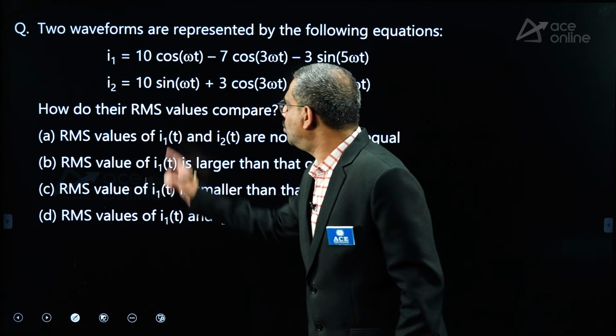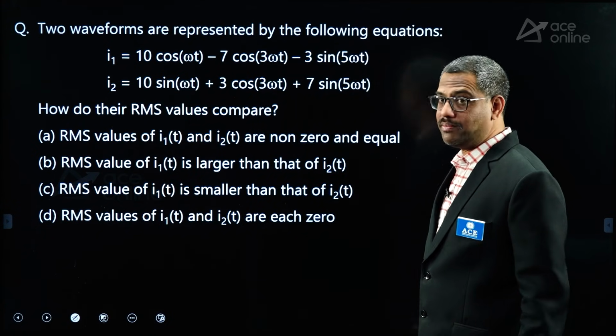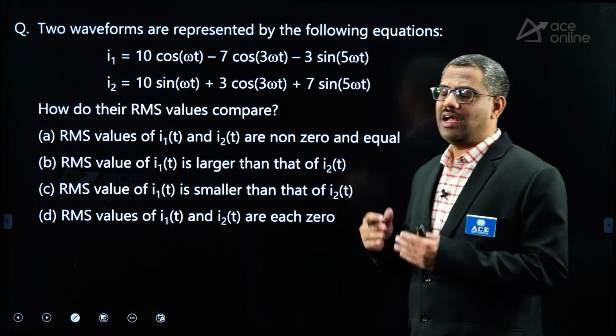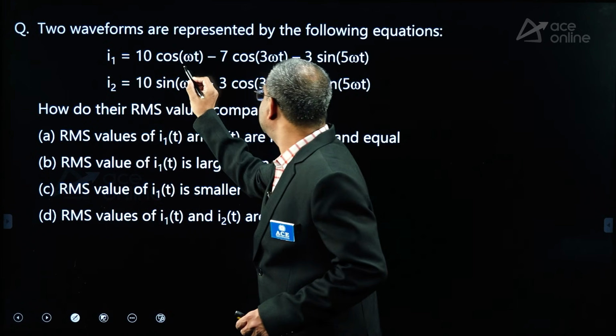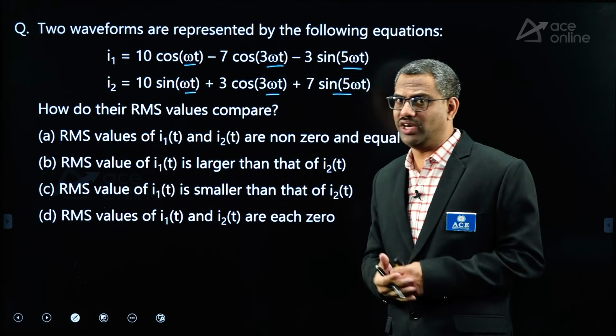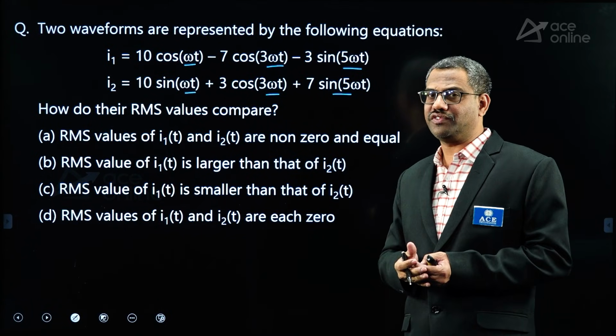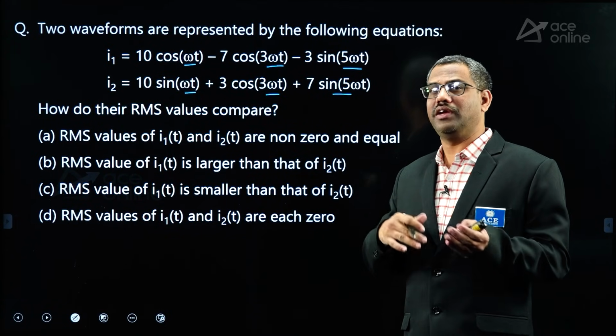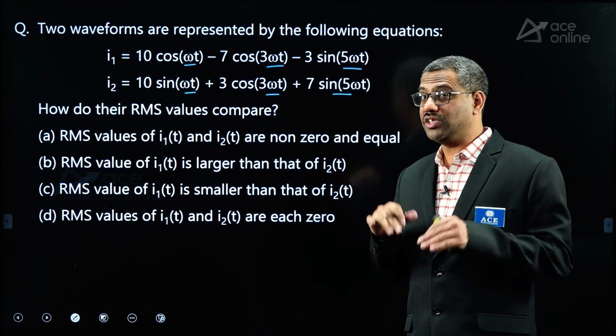Then 2 waveforms are represented. Now their RMS values they are comparing. See, first of all, this is omega, 3 omega, 5 omega. So this is the Fourier series concept. Now RMS values of such are independent of phase shift, negative, positive, frequency. Because it is Fourier series.